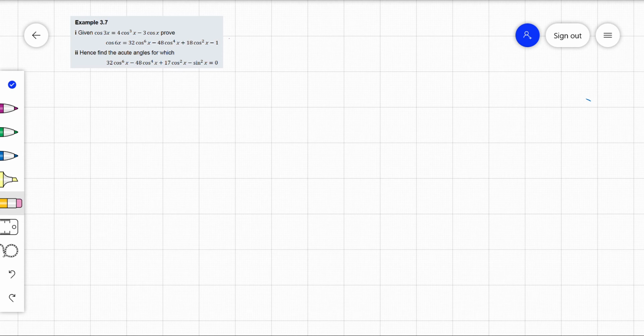Alright, so if you have a look at this one, we're given cos 3x and we're asked to prove cos 6x equals something. So we really want to express cos 6x in terms of cos 3x, so a double angle in terms of a single angle. We know that cos of a double angle is the same as 2 cos squared of a single angle minus 1, so we'll use that.